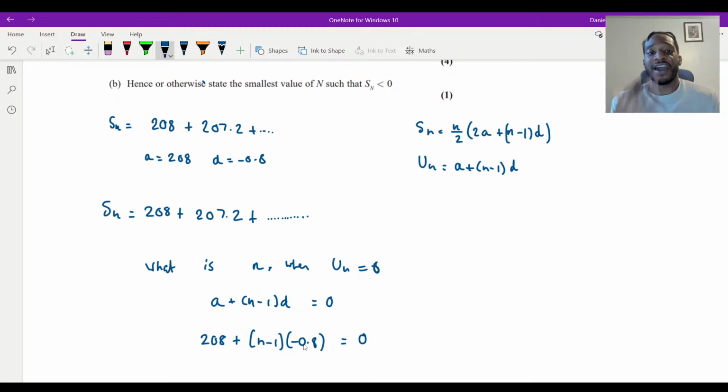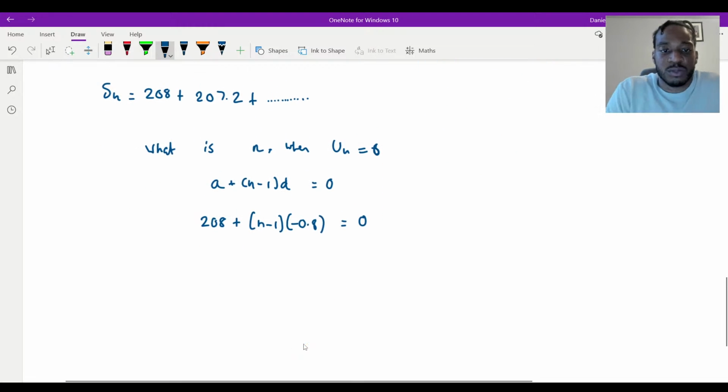And I want to find the value of n where that occurs, because when that's the case, then I know anything after that is going to give me a negative value. So let's work this out. This one's not too bad.